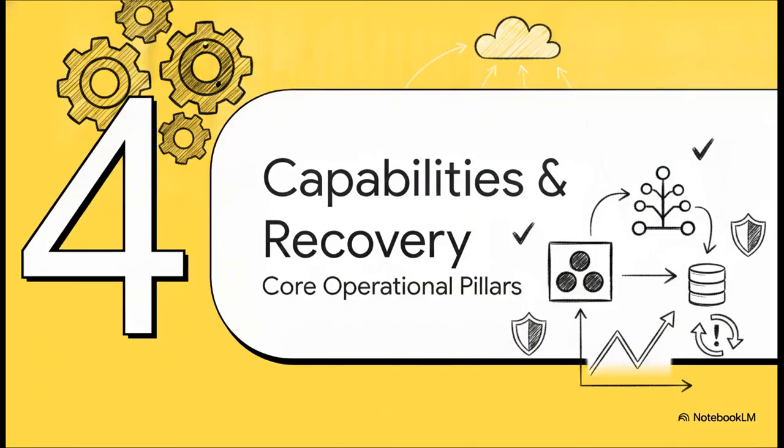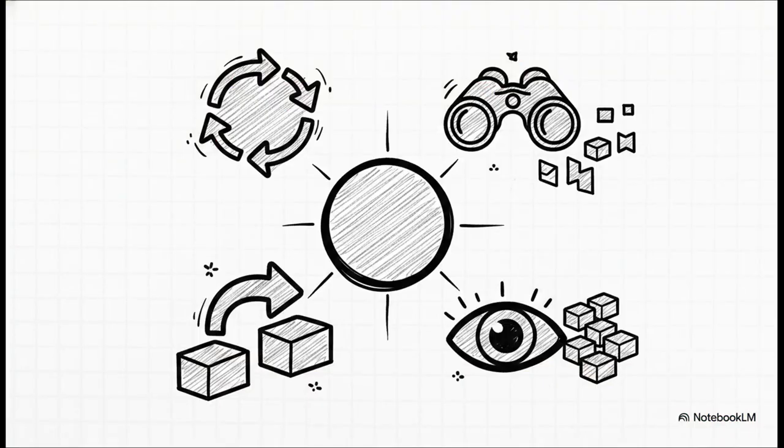Section 4. Core Capabilities and Recovery. Let's look at the specific features that make this an absolute game changer for SREs. So the really crucial point to remember is that ArgoCD isn't just some fire-and-forget deployment script. It gives us 4 operational pillars that fundamentally change how we manage reliability. First up is continuous synchronization, which just ensures your clusters stay perfectly aligned with Git.